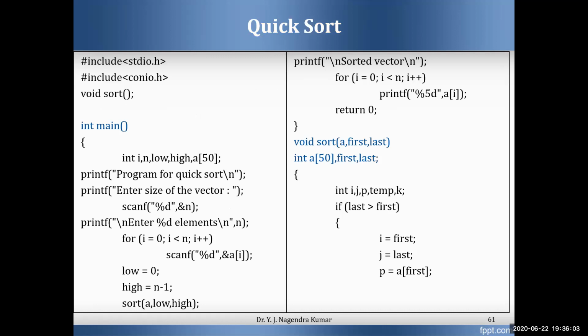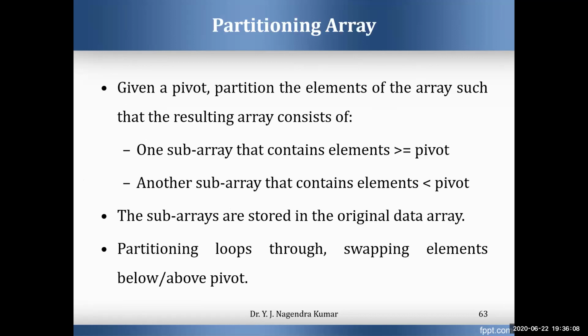So before discussing the quicksort programming part, we'll see an example so that you can better understand the logic of quicksort. Given a pivot, partition the elements of the array such that the resulting array consists of one subarray that contains the elements greater than pivot, and another subarray which contains the elements less than pivot. That's what we discussed earlier.